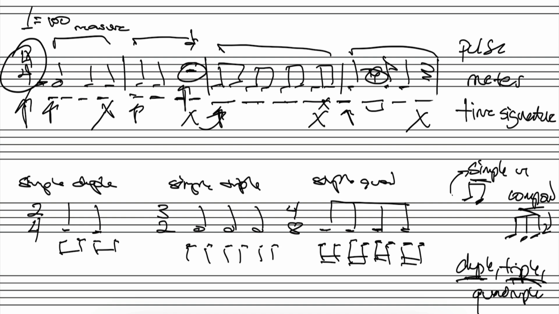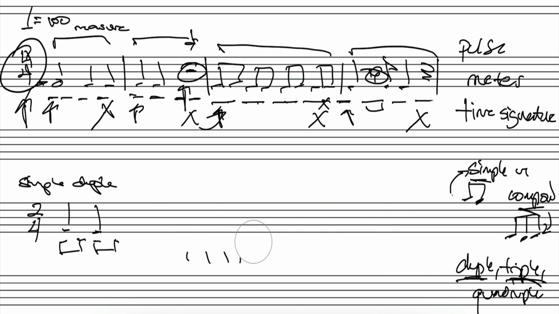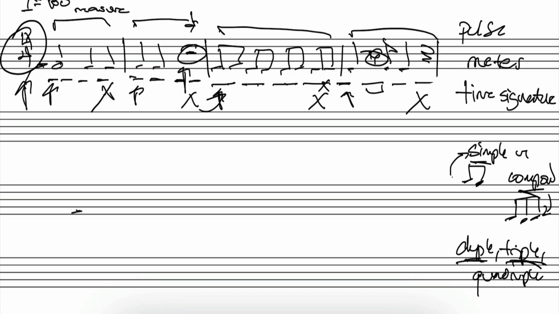But we can tell if the meter is simple, 1 and 2 and 1 and 2, or compound, 1 and a 2 and a 1 and a 2 and a. We can also tell if it's duple and quadruple or triple. 1, 2, 3, 1, 2, 3 versus 1, 2, 1, 2, or 1, 2, 3, 4. It'll be slightly different in compound meters, where the pulse will always be a dotted note value.